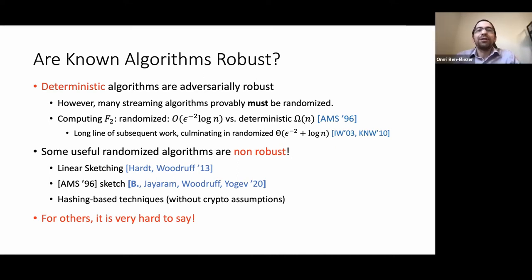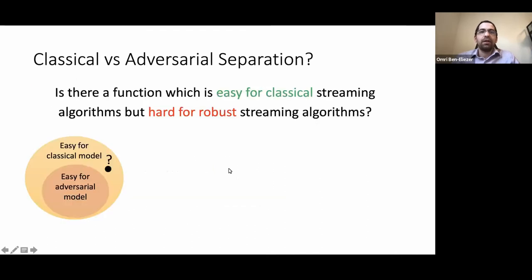Okay. So it's not clear whether known algorithms are robust, or which of them are robust and which aren't among the efficient algorithms. Now, another question that one may ask is whether robust streaming is more difficult in some sense, or harder in a complexity sense, than classical streaming. So is there a function that is easy to approximate in the classical setting where the stream is fixed in advance, but hard to approximate in the robust setting where the adversary can see our outputs and react in an adaptive manner?